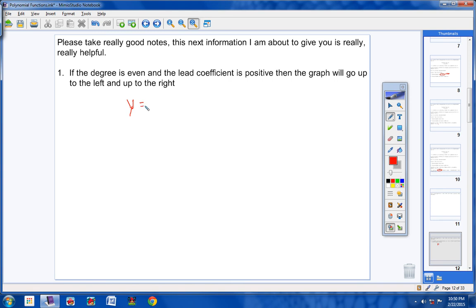Let's say I have a polynomial function like this. Okay, there we go. Please copy that in your notes, students. Now, take a look at this. What is the highest exponent of the variable that you see? 4. So our degree is what? 4.